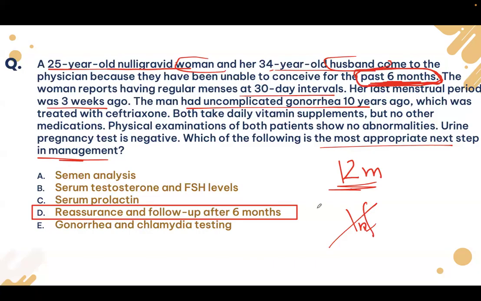Reassurance. Tell her that infertility is diagnosed after 12 months of being unable to conceive, and tell her to follow up after 6 months. Why? So that 6 plus 6 gives us 12 months. Some of the things that you might tell the patient, for example, is using barriers, because some of them might not be educated enough. You can tell them that using barriers would decrease the chance of being able to conceive. So this is the answer for this question. Make sure to pay attention to the details in the questions so that you don't get such questions wrong.